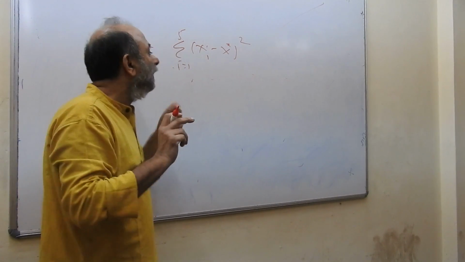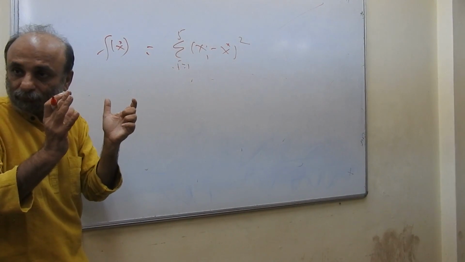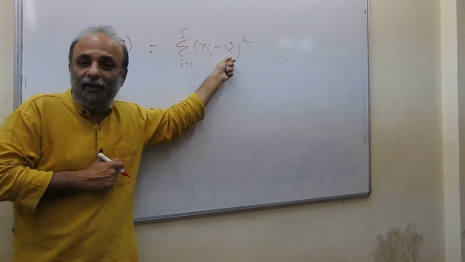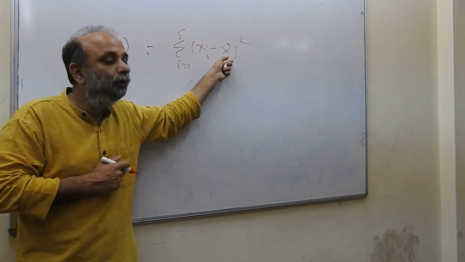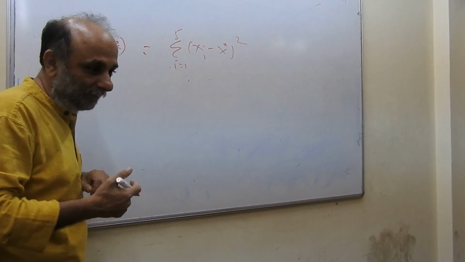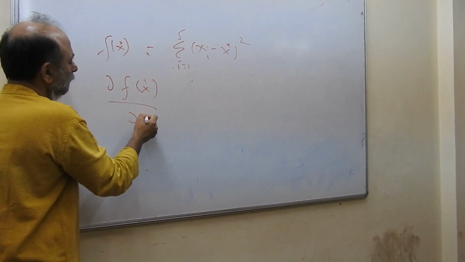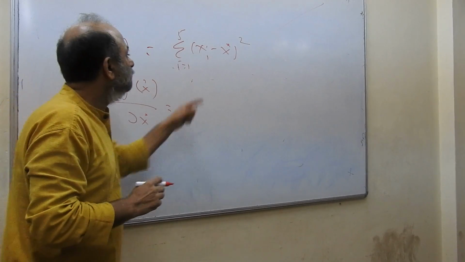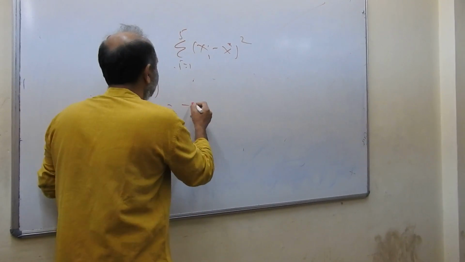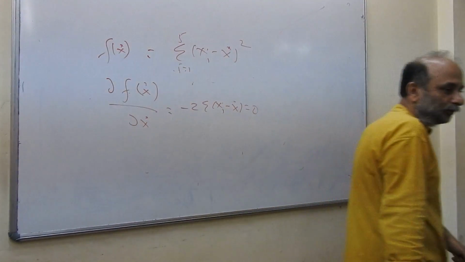Now I want to find an x star which will minimize this function, will make this function as small as possible. How would I do this? For those who remember the calculus, I differentiate this with respect to x star and set that derivative equal to 0. For those who don't remember it at the moment, don't stress yourself too much. At some point you'll get to know this. By the chain rule, the 2 comes out in the front and minus 1 will come out, so I'll have minus 2 summation xi minus x star is equal to 0.